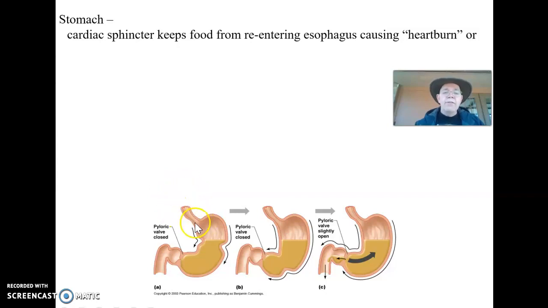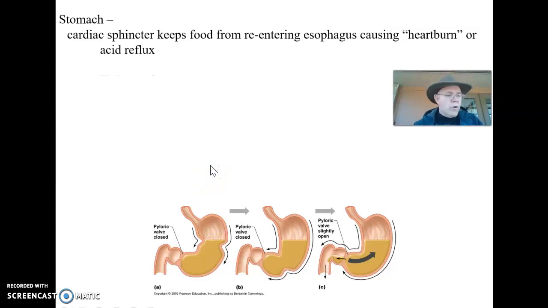So what happens is, if this does not keep the acid stuff from going back up, it begins to burn the tissue on the inside of the esophagus, and you have heartburn. It's not actually having anything to do with your heart. It's just right behind your heart, and so that's why it was called heartburn. That is the cardiac sphincter, and that's why it's called cardiac, because it's up near the heart. Its job is to keep stuff from going back up.